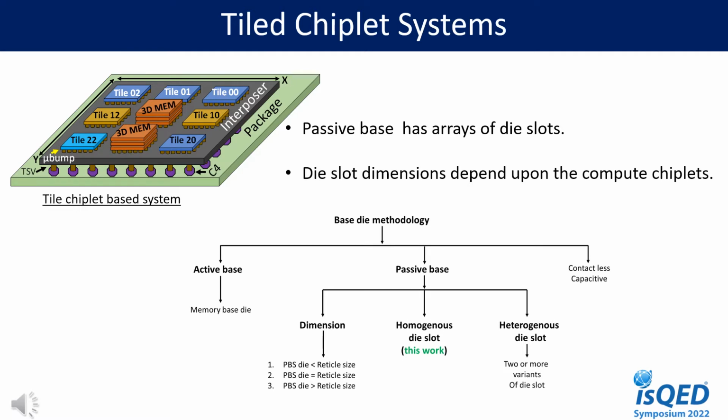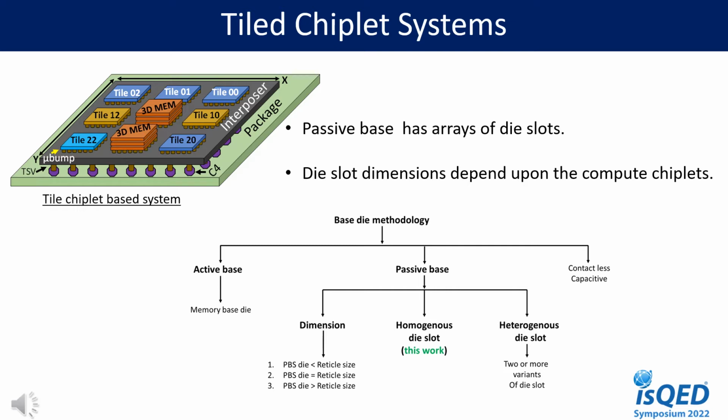From these examples, we can clearly notice that active chiplets are integrated over a silicon interposer, which can be either active or passive. When we say active base, it usually comprises memory as the base die component. The passive interposer, or the passive base die, can be further categorized based on how an active chiplet is integrated on top of it. If the active chiplets have uniform die dimensions, then we consider it a homogeneous passive base die slot system. Other systems can also be classified as heterogeneous die slots.